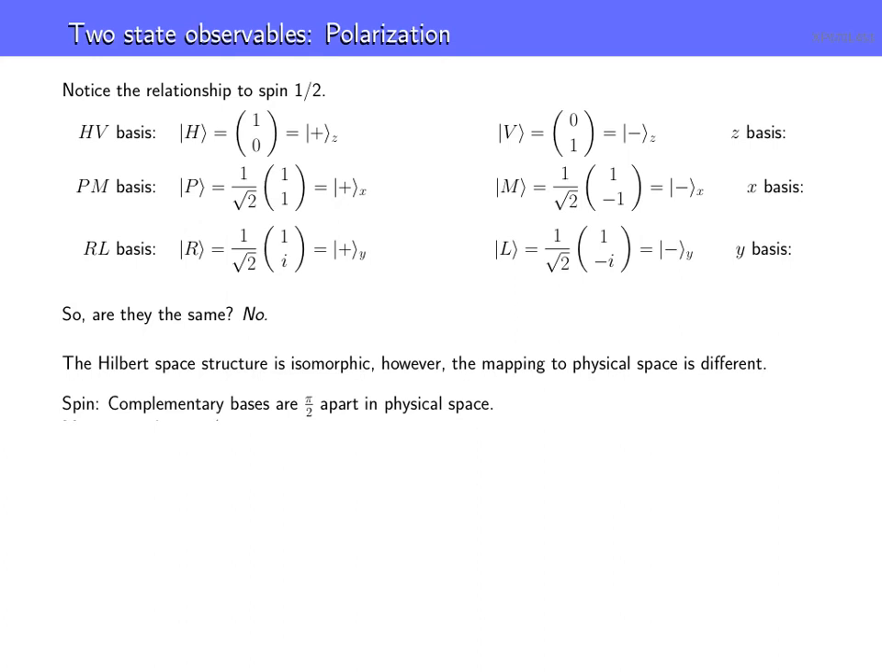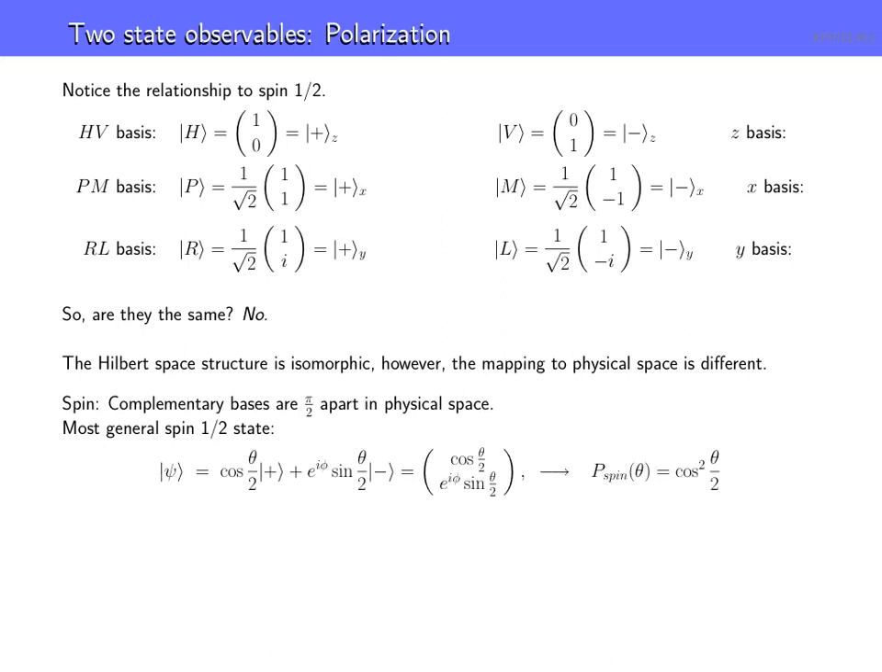So what that does is that it allows us to write the most general spin ket, which we may have done before, but here it is again. The most general spin state is going to look like this. And notice when we find the probability, say, to find it in one of these cases, A and plus, we get Malus's law, except for the theta over 2. Not theta, but theta over 2.